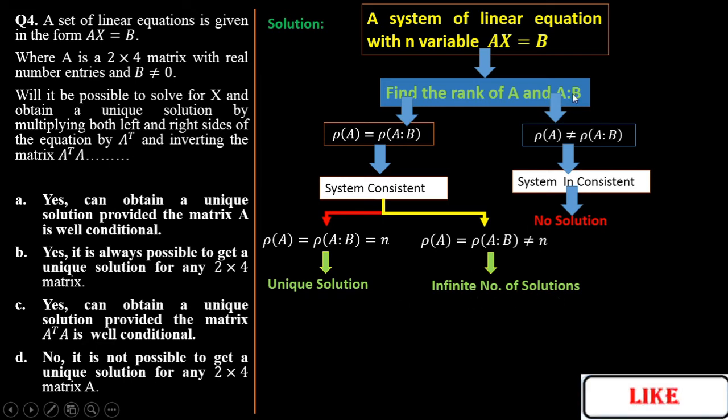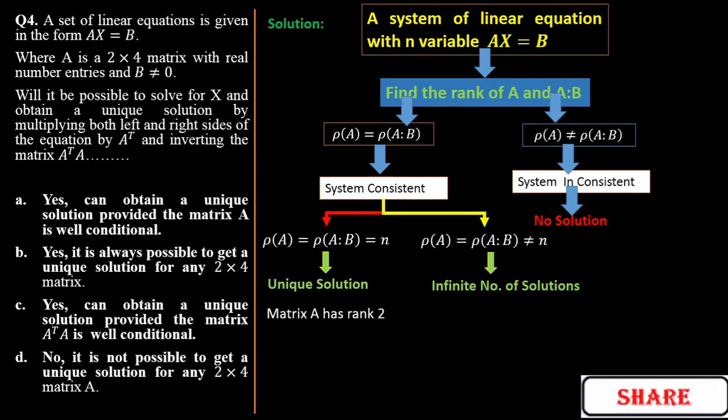So this diagram you have to remember, not only for this question, but for many types of questions related to rank and the consistency of systems of linear equations. So what is required here: if the solution of Ax = b is unique, then rank of A is equal to rank of AB, which is equal to n also.